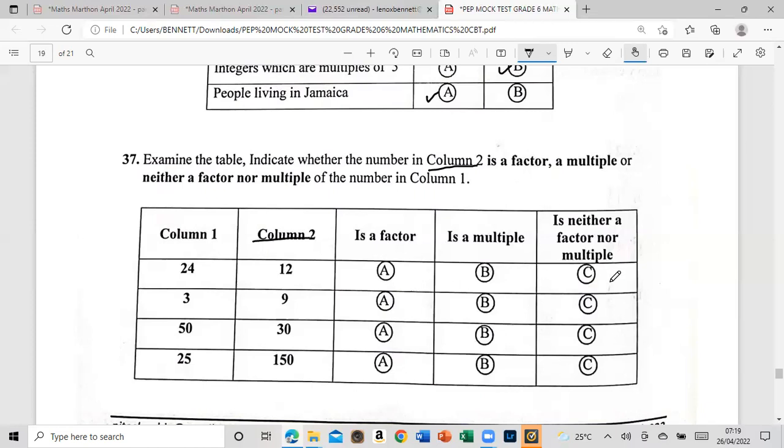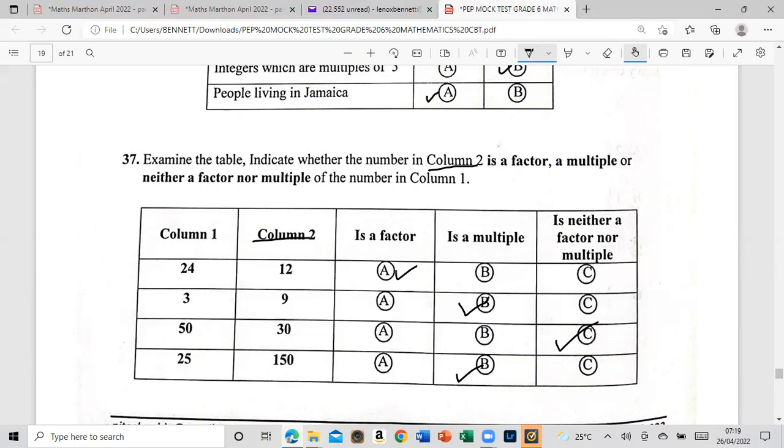Now we know that 12 is a factor of 24. 9, is it a factor of 3 or is it a multiple? So it is a multiple. 30 is not a factor, it's not a multiple, so we say it's neither. Now 150 is a multiple. I kind of ran through this fast, but nevertheless, guys, hit the like button.